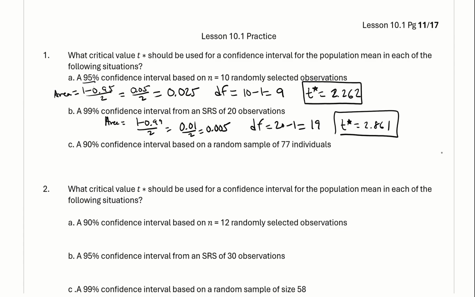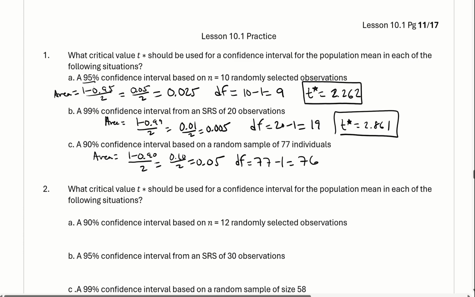All right, so then we got a 90% confidence interval. So we got 1 minus 0.90 divided by 2, which is 0.10 divided by 2, or 0.05. And so our df is 77 minus 1, or 76. We want to choose one that is smaller than that, because the table doesn't give us 76. I think it gives us 70 and 80. So we want to use df equals 70. We want to be conservative in how many degrees of freedom that we give. So we're going to be using that, and then 0.05.